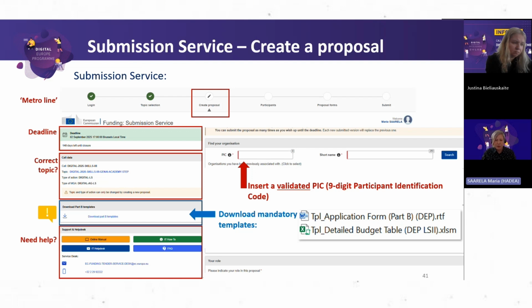My colleague Rado will give you more details on how to work with the detailed budget table, and I will focus more on the Part B. Then also, to really start the submission, you first fill in the coordinator's validated PIC number, which will then enable you to start filling in the Part A of the proposal. Next slide, please.